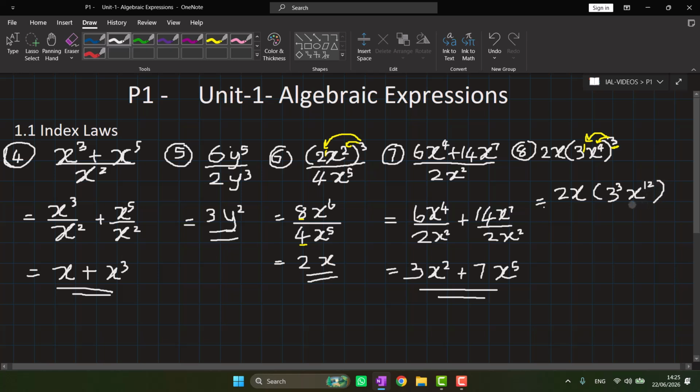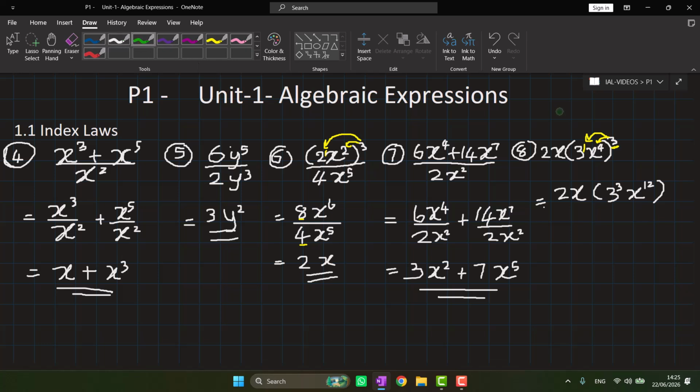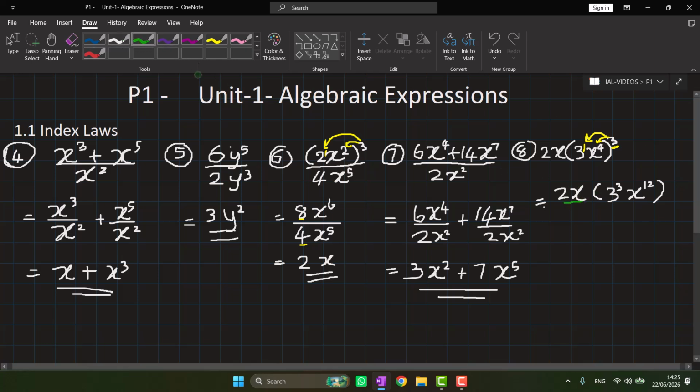Then you can multiply from this 2x. Then you'll be getting 2 times 3 cubed. 3 cubed is 27. So it's 2 times 27 times x to the 1 into x to the 12 means x to the 13, since you have to add them up. Then the answer is 27 times 2 is 54, x raised to the power 13.